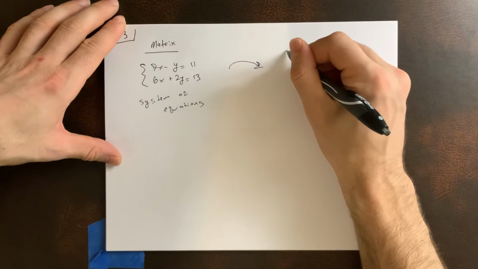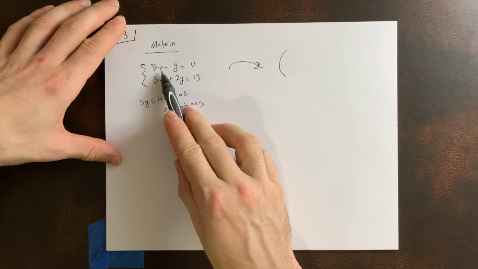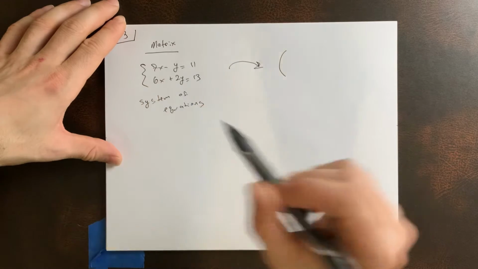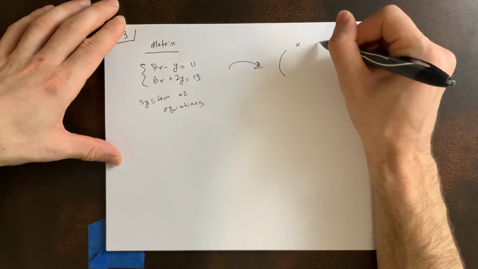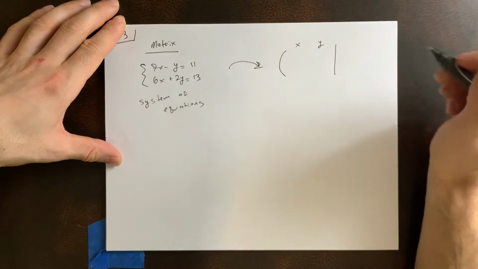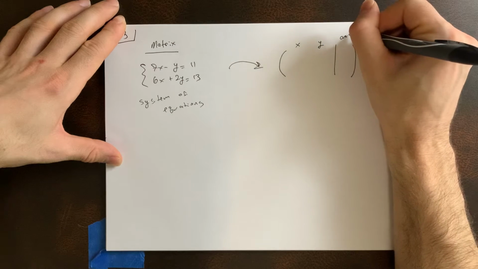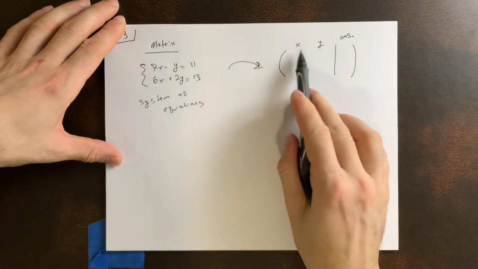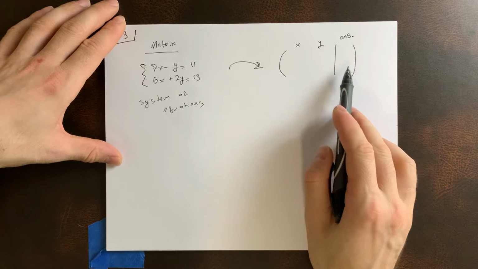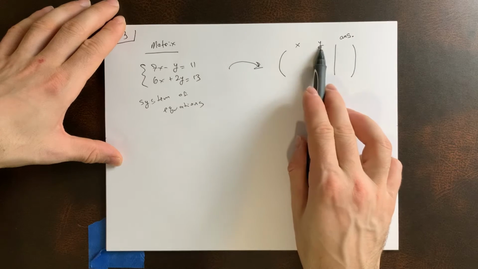And what a matrix is, we're going to draw some parentheses. You see here we have an x and a y. So there's going to be a column for the x's, a column for the y's. And this equal sign we usually represent as a vertical line. And then over here, we're going to have what we can call the answers. In this top row, we're going to put the number in front of the x, the number in front of the y, and the answer.